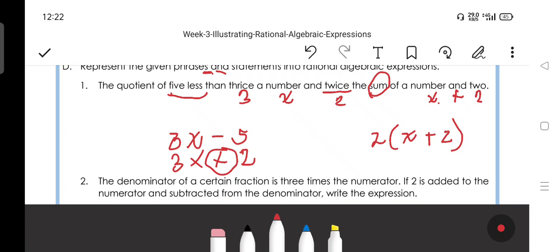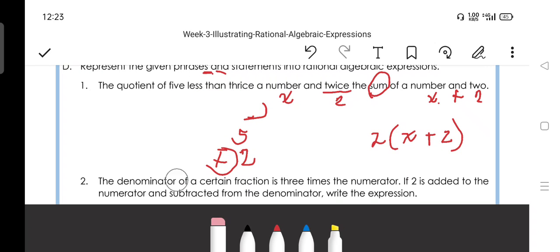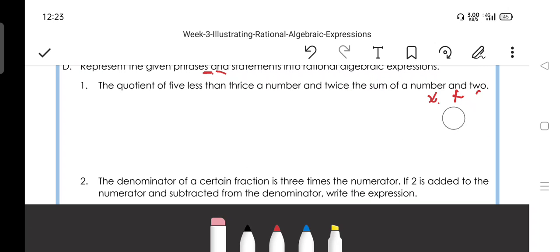Remember that the verbal phrase 5 less than should be put at the end of the statement thrice a number. It should not be written as 5 minus 3x. Understood? This is different. We read 5 minus 3x as 5 minus thrice a number, and not 5 less than thrice a number. Hopefully that's clear. Let's erase this.